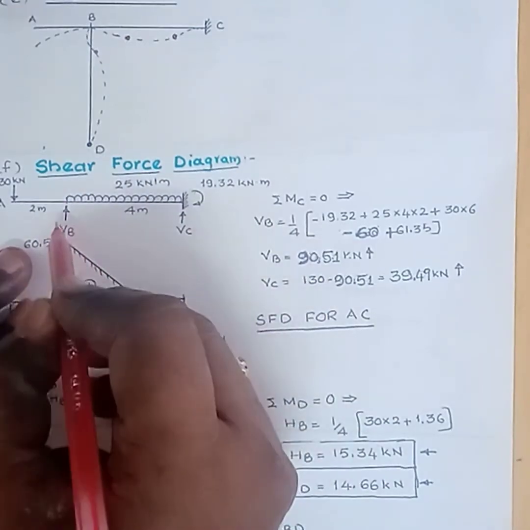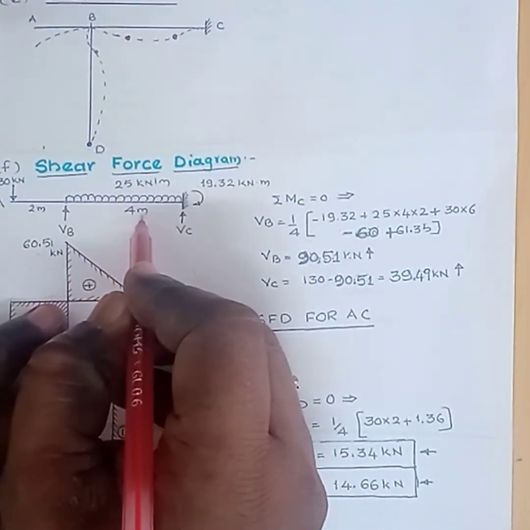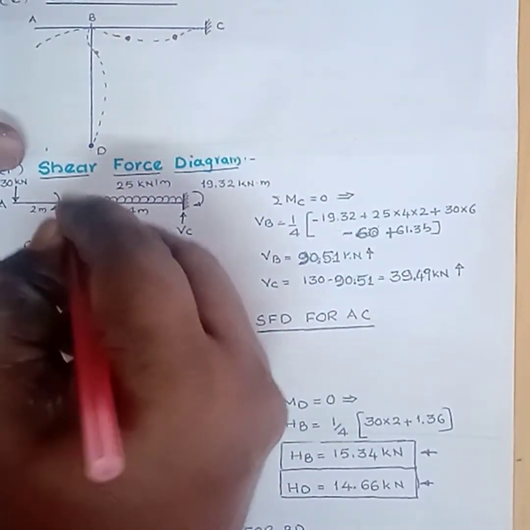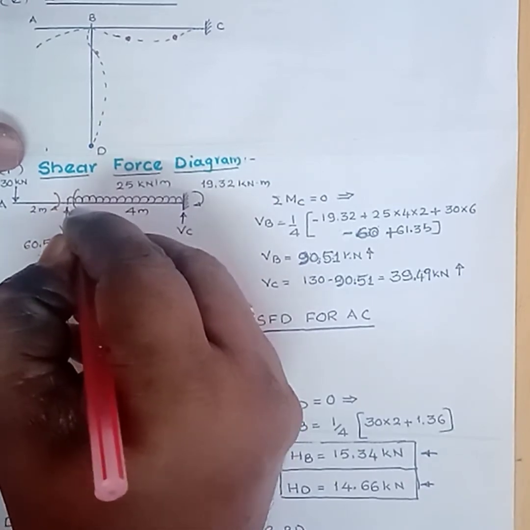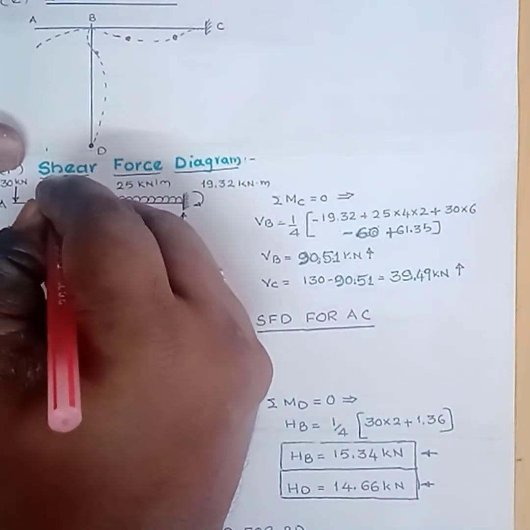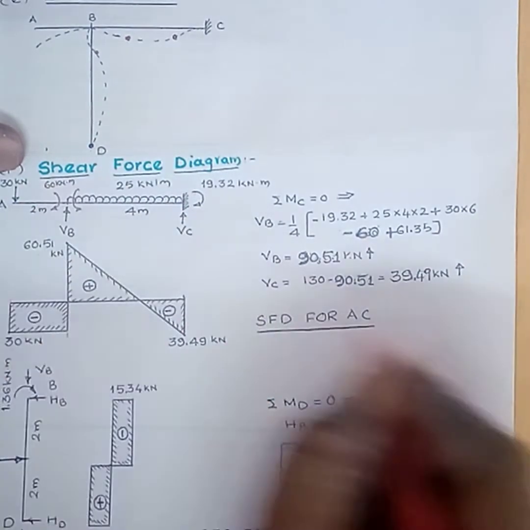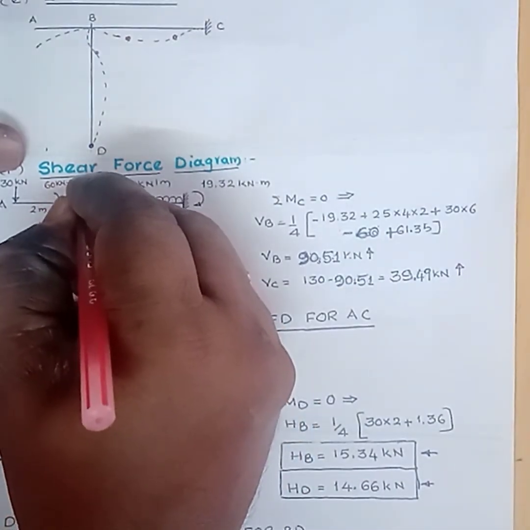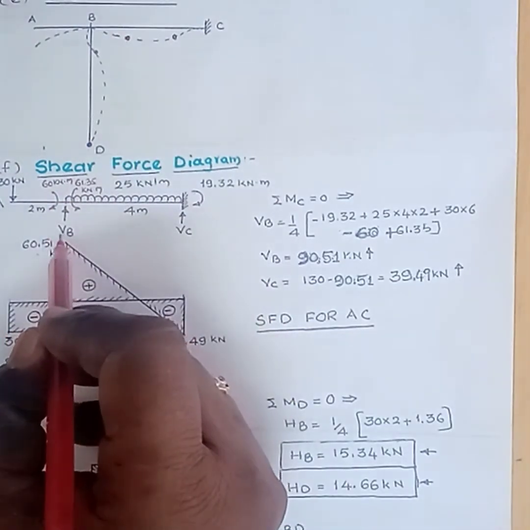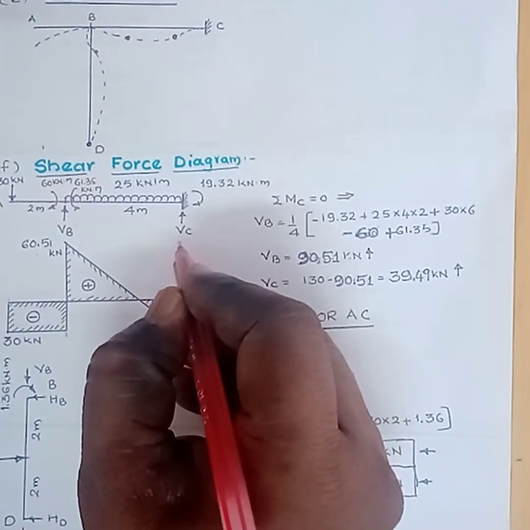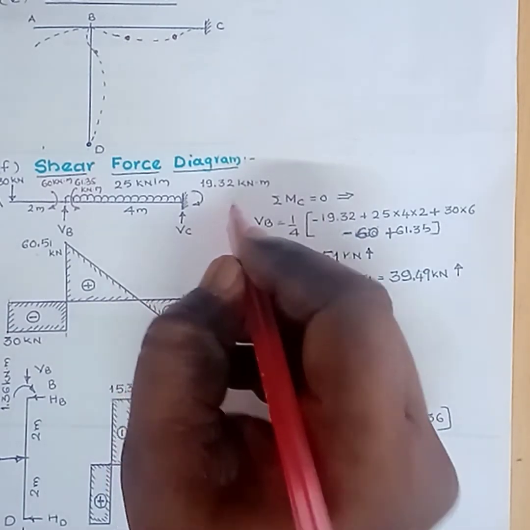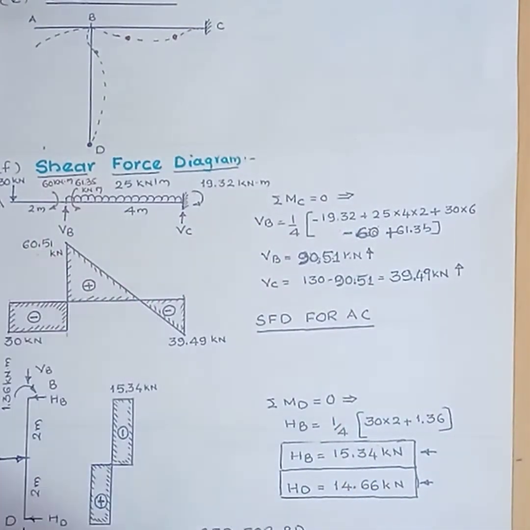This distance is 2. This is 25 kilonewton per meter, with length 4 meter. Here this is subjected to bending moments, one is 60 kilonewton meter and the other is 61.35 kilonewton meter. Here we have to show the support reaction at B and the support reaction at C. Here this is subjected to a clockwise moment of 19.32. We have to assume VB and VC in the upward direction.